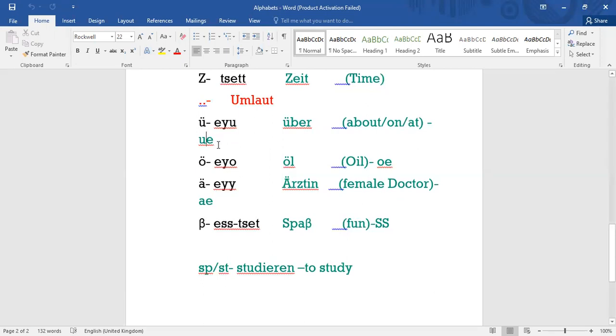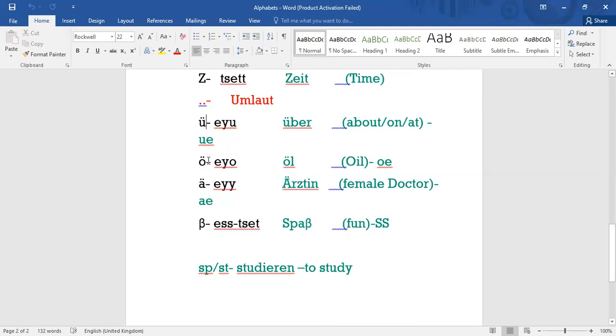And instead of U umlaut, you can also write it as UE, but always prefer to write with these 2 dots only. In typing, just to avoid typing errors, if the 2 dots are not available, you can write with UE. But instead of this, please prefer to write U with 2 dots, with these umlauts.